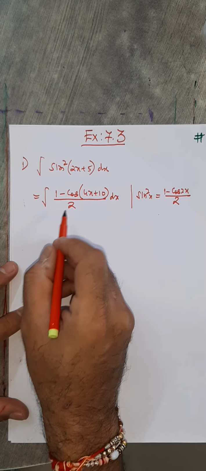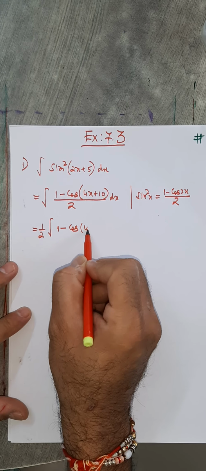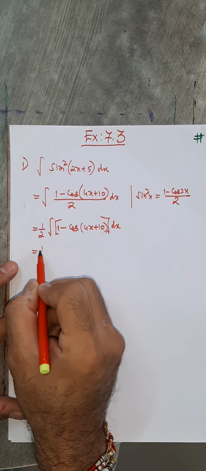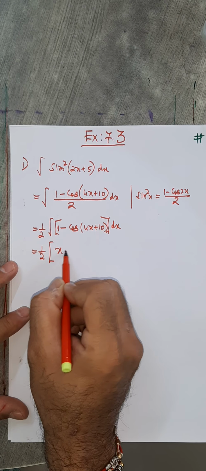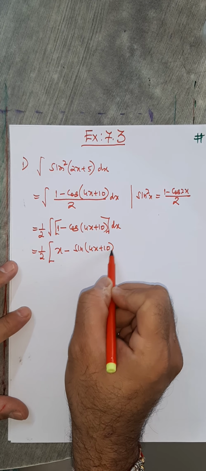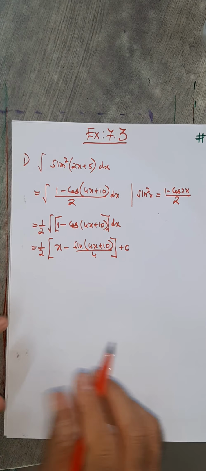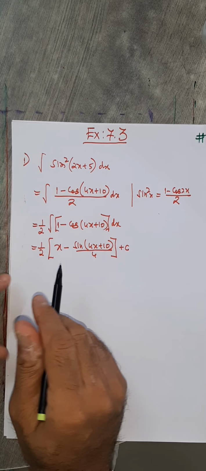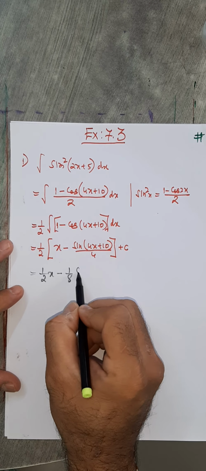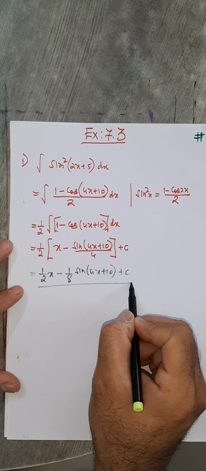Half being constant outside, here 1 minus cosine 4x plus 10 the whole dx. So half as it is. What's the integral of 1? That is x. Integral of cos is sine 4x plus 10 upon the coefficient of x, which is 4, plus c. This is the required integral. If you want, you can write one more step here: 1 by 2 x minus 1 upon 8 sine 4x plus 10 plus c. You can write this step if you want.